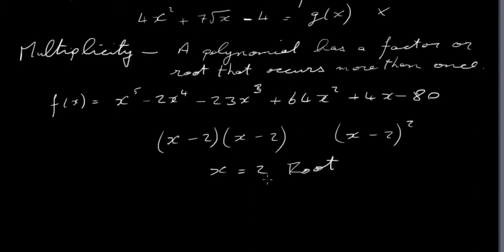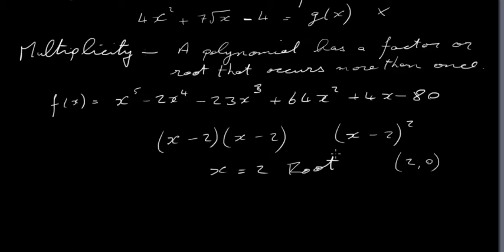So in other words, if I put 2 into this function instead of x, I'll get 0. So 2 is a root. In other words, one of the places where that function cuts the x-axis is (2, 0). But it occurs twice, so it's what's called a repeated root, repeated factor. x is equal to 2 is a root that has multiplicity 2.